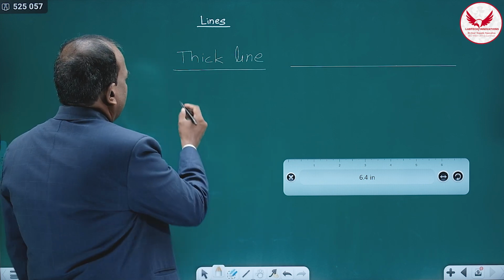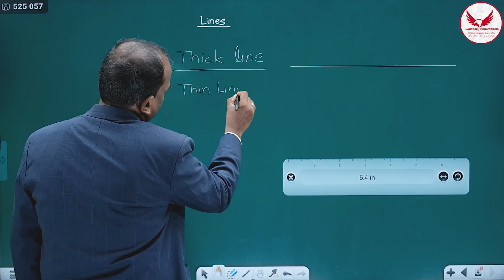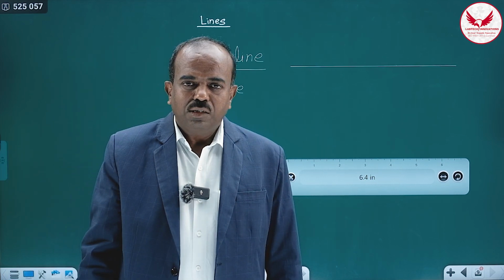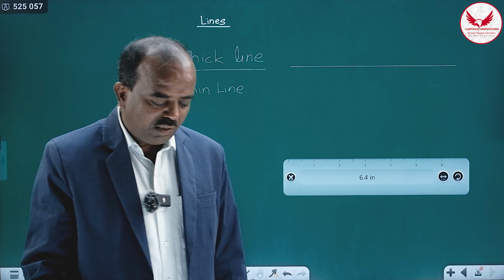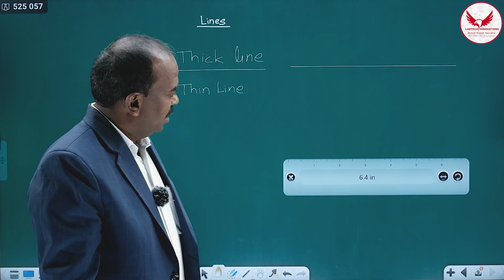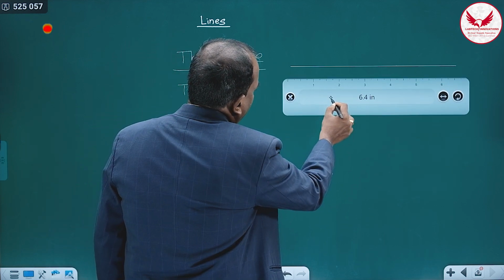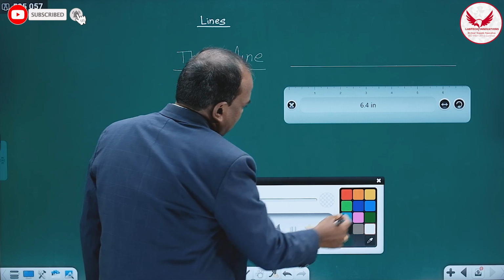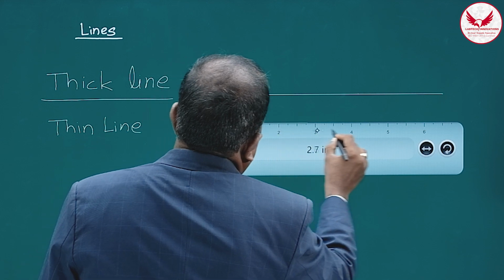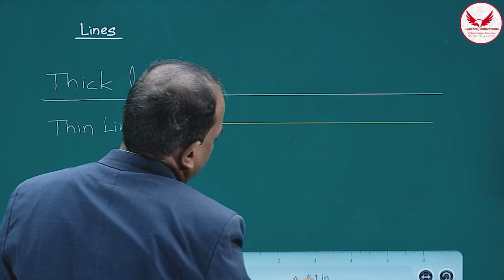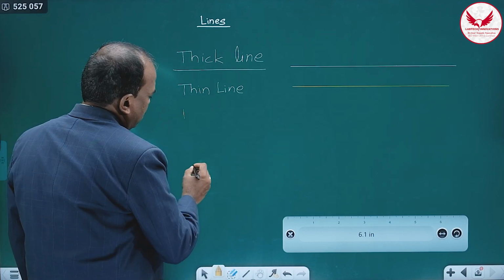Then second, the thin line. How to draw the thin line? With the same pencil, you only apply very less pressure. See that your pencil is just in touch with the page or the drawing sheet. For drawing the thin line, I am using a different color. That different color, yellow, means a very light line. So it should be like this. So it's a light line.